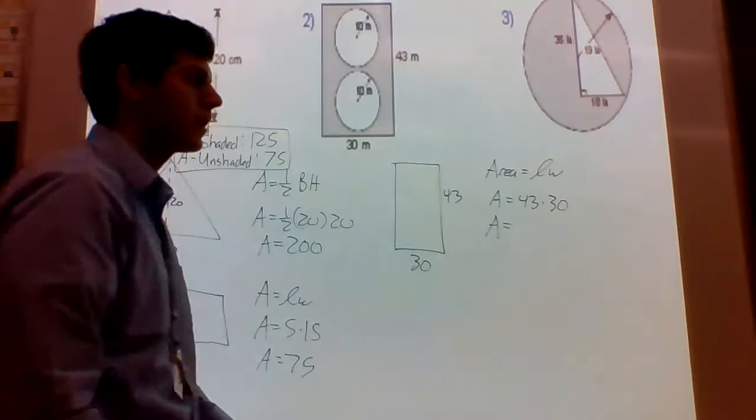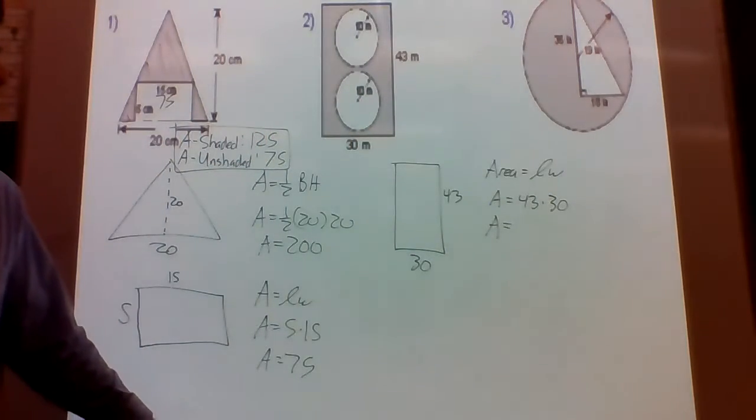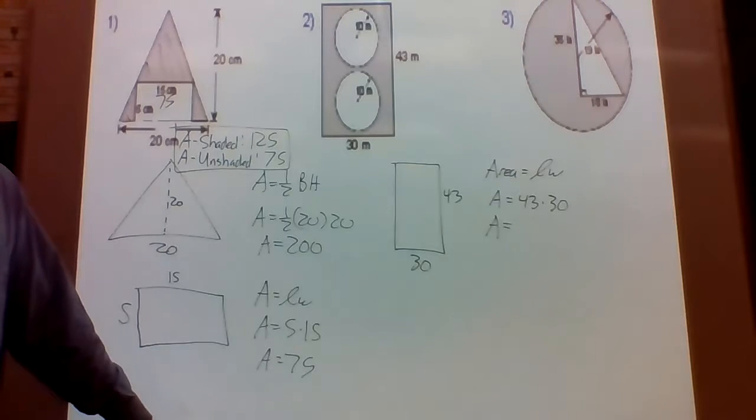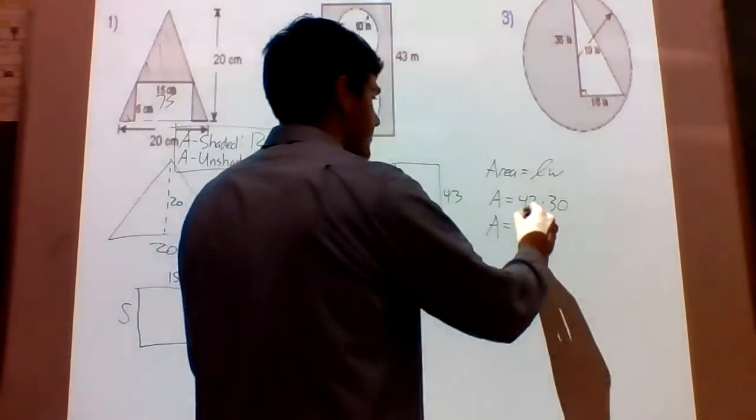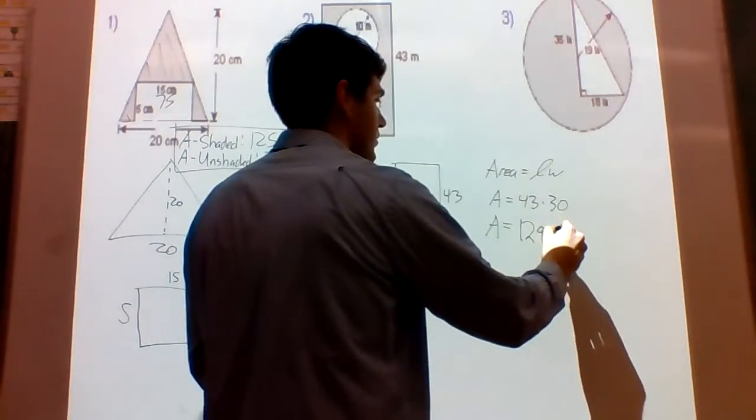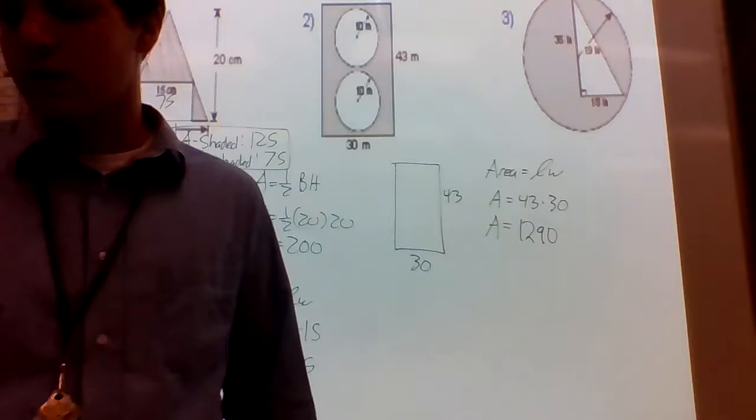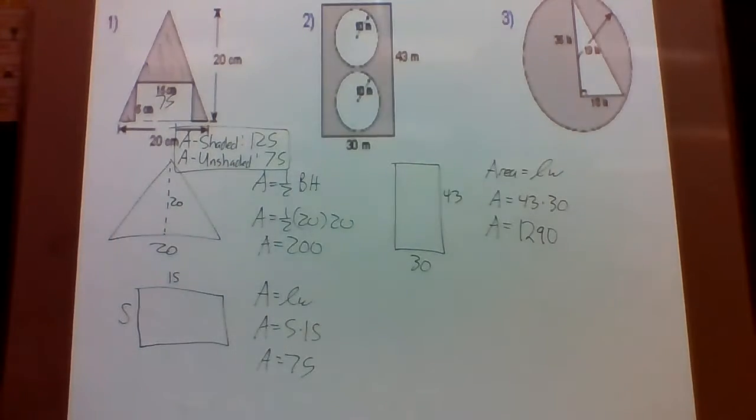43 times 30: 40 times 30 is 1200, 3 times 30 is 90, so it's going to be 1290. Let's just double check on the calculator to be certain. 1290.